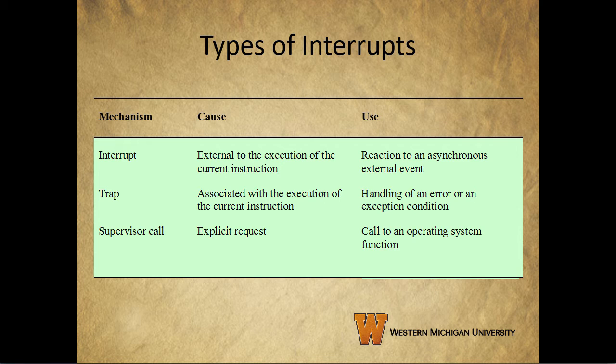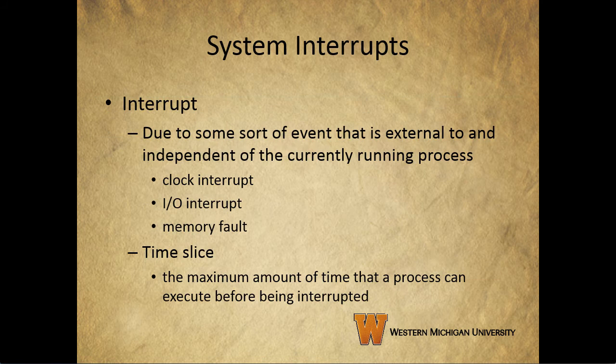First of all, we have an interrupt, and by the way, the timeout that we've been talking about in previous videos counts as part of this mechanism. It's external to the execution of the current instruction, and basically it's a reaction to an asynchronous external event. A trap is associated with the current instruction that's executing, and it's for handling an error or an exception condition. And a supervisor call is an explicit request to an operating system function.